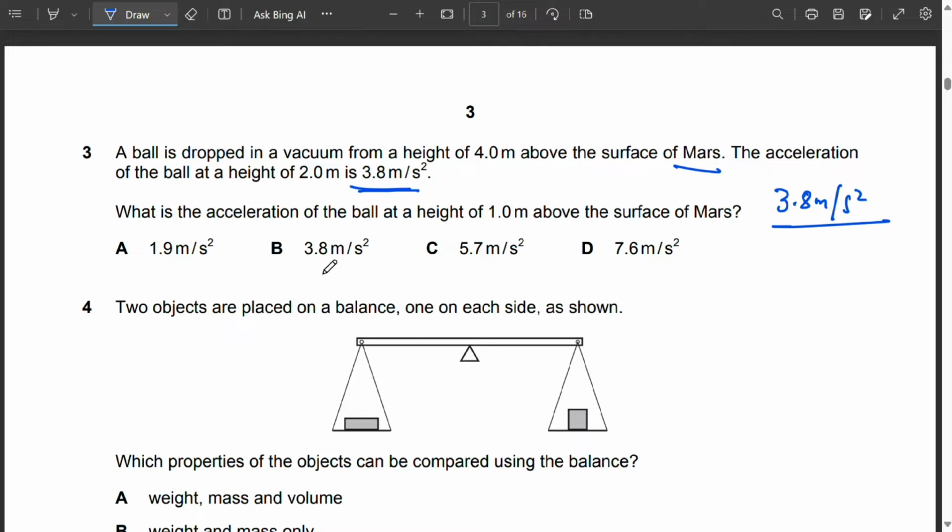So what is the acceleration of the ball at a height of 1 meter? That will be 3.8 only. It is not going to change whether it's a height of 4 meters, 2 meters, 1 meter, or even 100 meters. It remains constant. So the third, B, is correct.